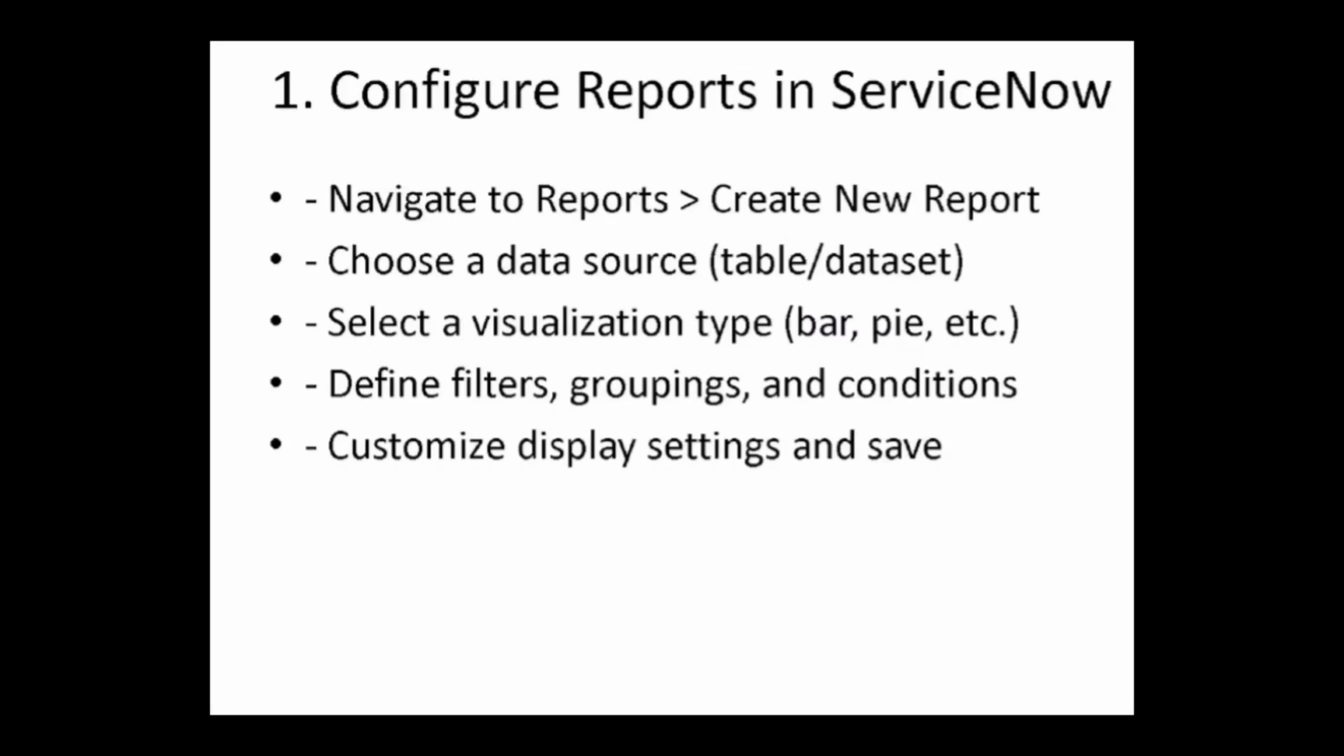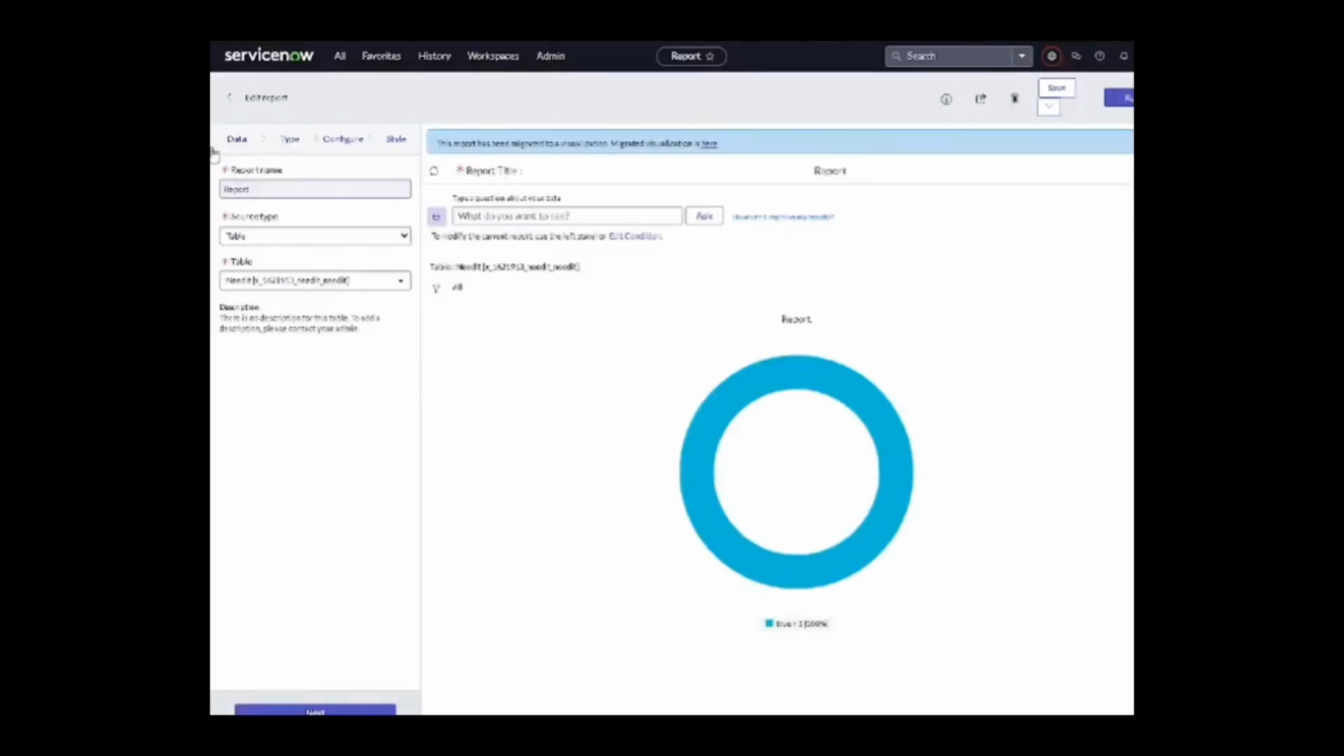Now how do we actually do this? First we have to navigate to reports, we create a new report, then we choose a data source, whether that be a table or data set. Then we select a visualization type, whether it be a bar, a pie, or etc. Next we define filters, groupings, and conditions. Then we customize display settings and then save. I'm going to be showing you how we can do that.